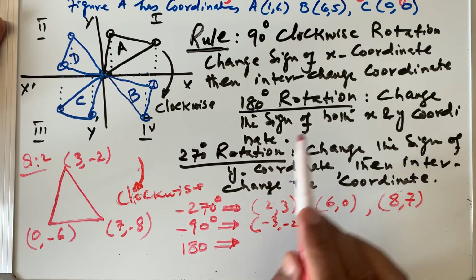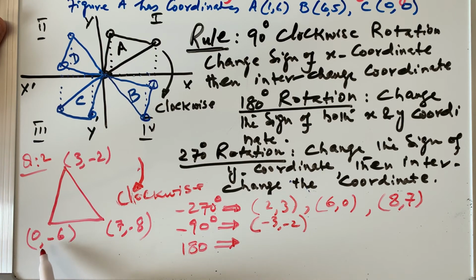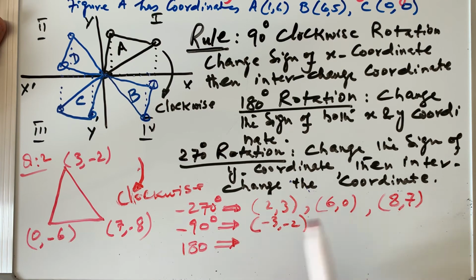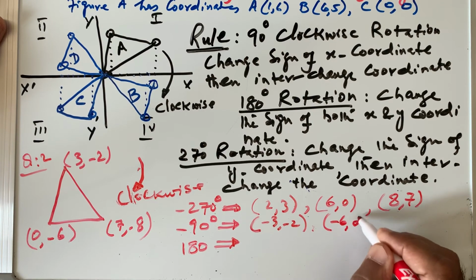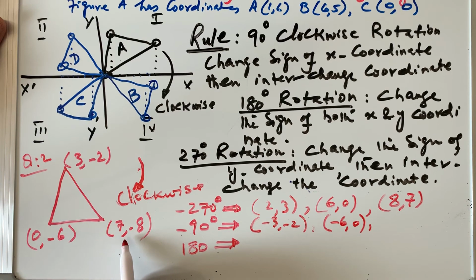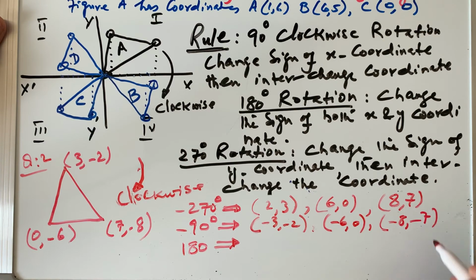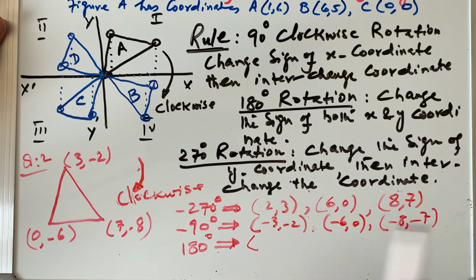Next, this one. Change the sign of x coordinate, which is 0. So it doesn't have any impact, right? So 0 does not change. And flip it means minus 6 and 0. Then this one, change the sign of x coordinate, which is minus 7, and flip it. So minus 8 and minus 7. Very good. 180 degree. The 180-degree rule is change the sign of both x and y coordinate.